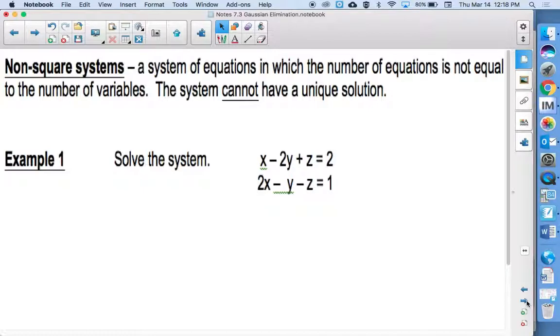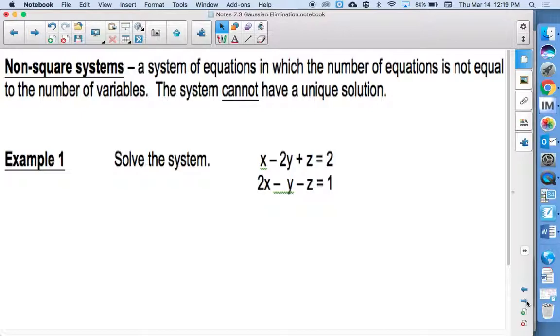A system of equations in which the number of equations is not equal to the number of variables is called a non-square system. So usually if we have 3 variables, you have 3 equations to solve for. If you have 4 variables, you'll have 4 equations to solve for. If there are not enough equations compared to the number of variables, then there can't be a unique solution.